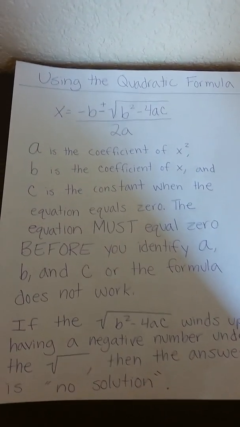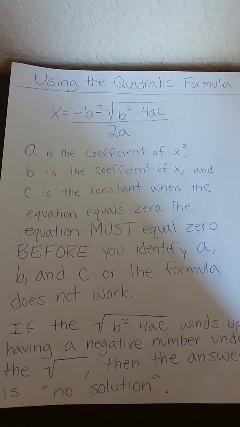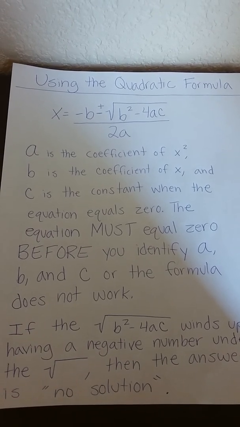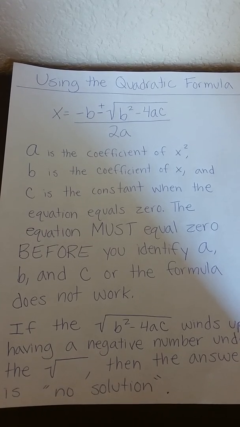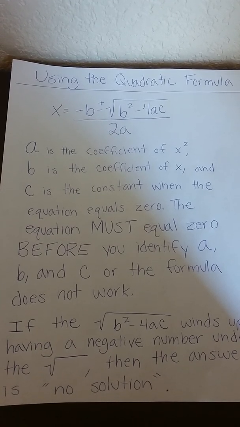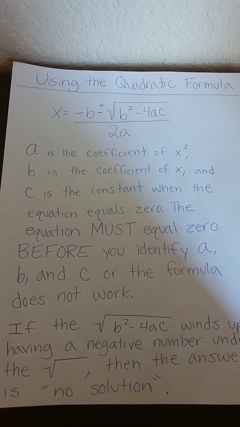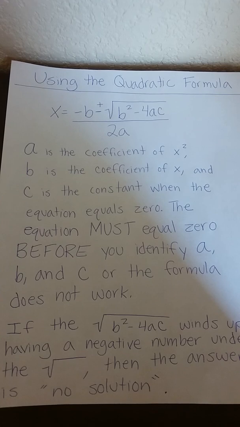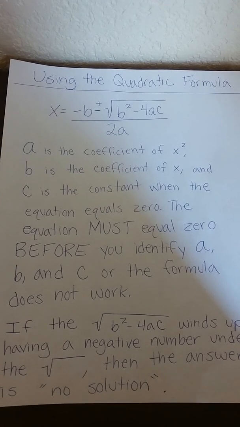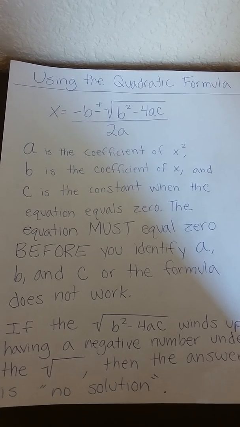Hello everyone! Today's learning goal is about using the quadratic formula. The quadratic formula is a way to solve quadratic equations. It's a formula where you can just plug things in and it will give you the answer for x. The formula is x equals negative b plus or minus the square root of b squared minus 4ac, and that entire thing over 2a.